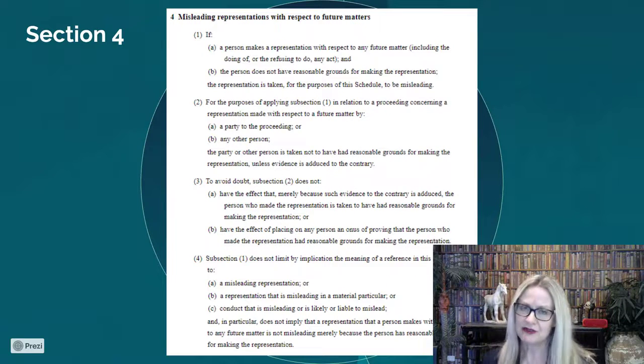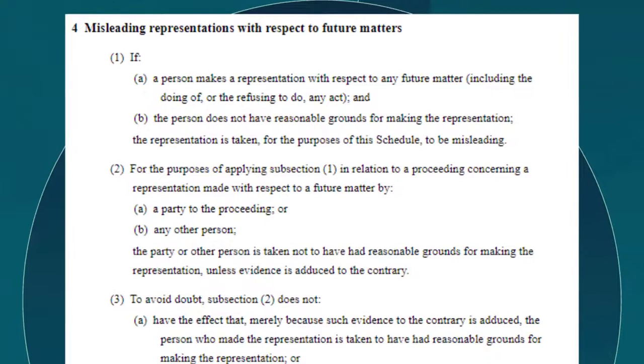And this is an evidentiary provision, and it certainly does help plaintiffs when they are trying to make a case of a misleading representation about things that are going to happen in the future. Have a look at this. It says, if a person makes a representation with respect to any future matter, and the person doesn't have reasonable grounds for making that representation, the representation is taken for the purposes of the schedule to be misleading. It's taken to be misleading. That is, it is presumed to be misleading.